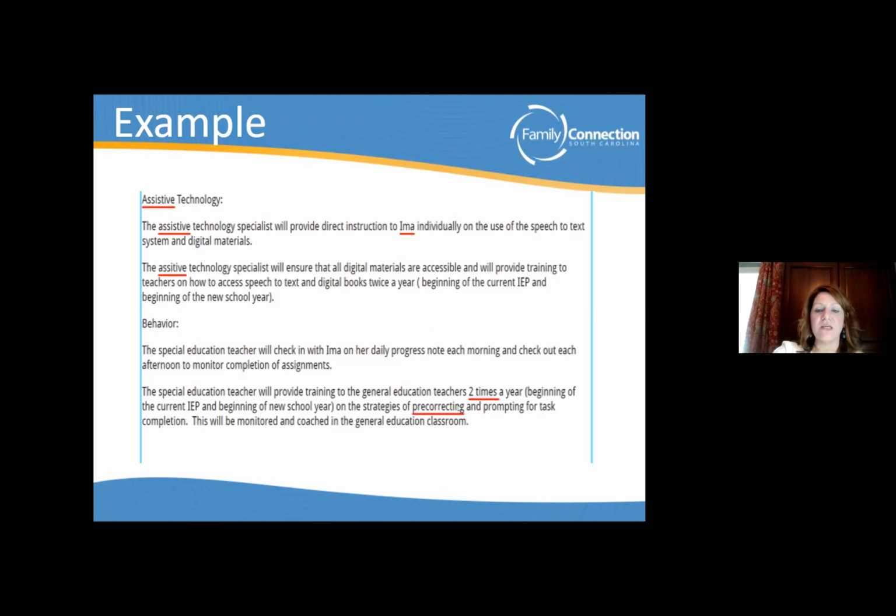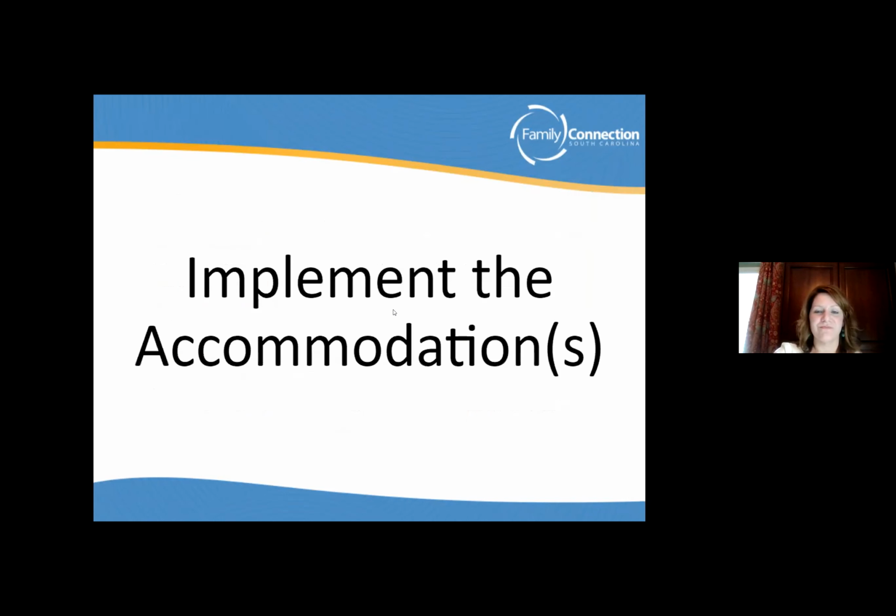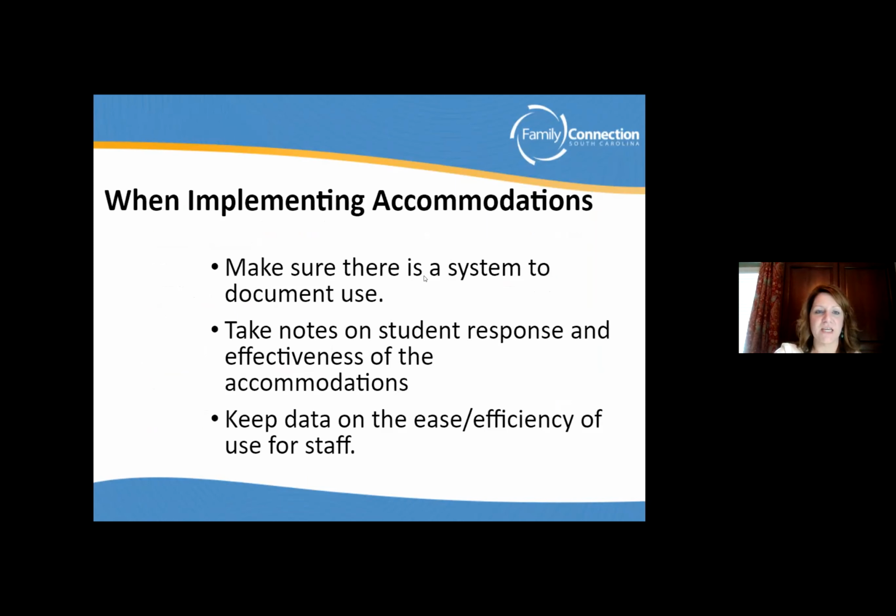And then being even more specific, you see this reference down here to the training will occur 2 times a year. And when 2 times a year? Beginning the current IEP in the beginning of the new school year, and then consistent with the pre-correcting and prompting. Okay, so you kind of get the flavor of how specific things can be. So you can kind of go through a checklist and determine, was it done appropriately or not? There isn't kind of this loosey-goosey way of writing.